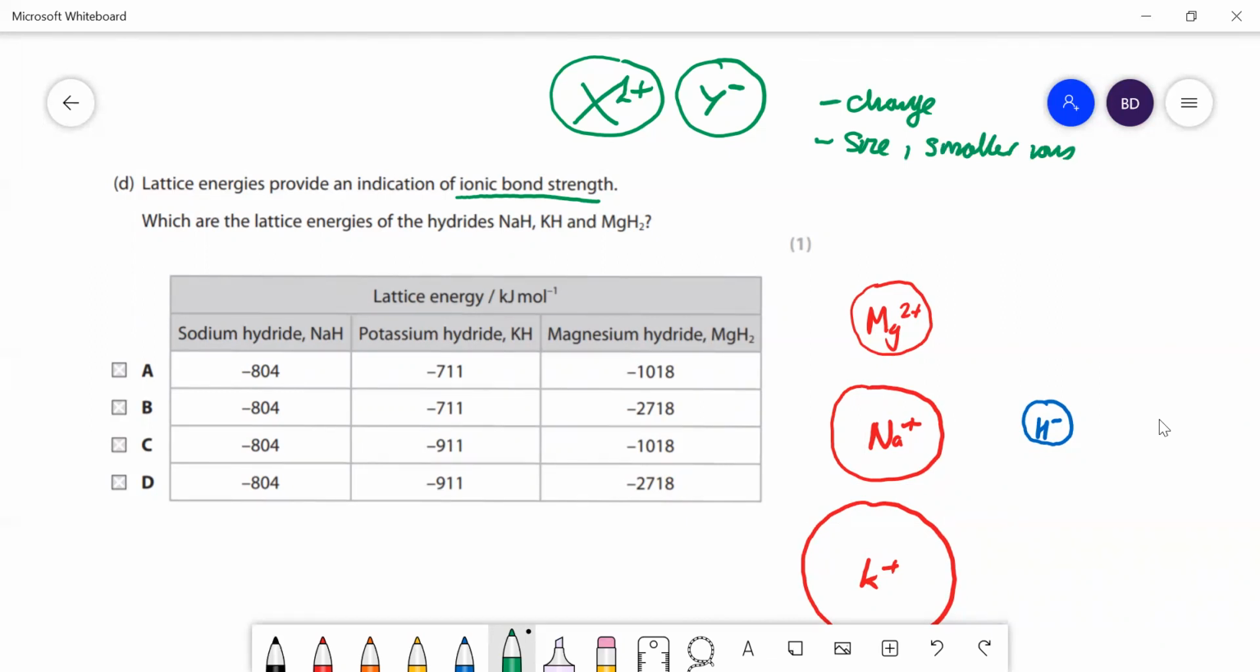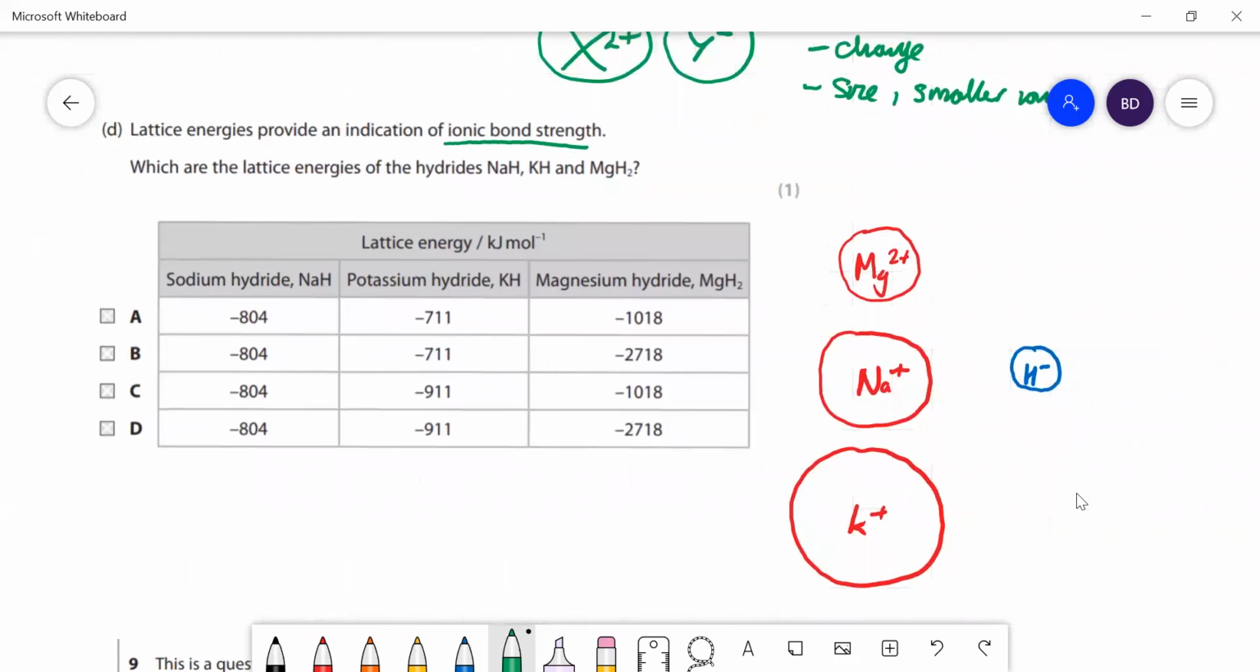Okay, so they've given us sodium hydride. Now, I've drawn the sizes of the ions here on the right-hand side. Now, we know that potassium and sodium both have a 1 plus charge, but potassium is bigger because it's one lower down. It's got another shell of electrons. It's lower down the periodic table. So that means the lattice enthalpy of potassium hydride has got to be smaller than sodium. So it can't be these. That's wrong, because it's got to be smaller. It's either got to be A or B.